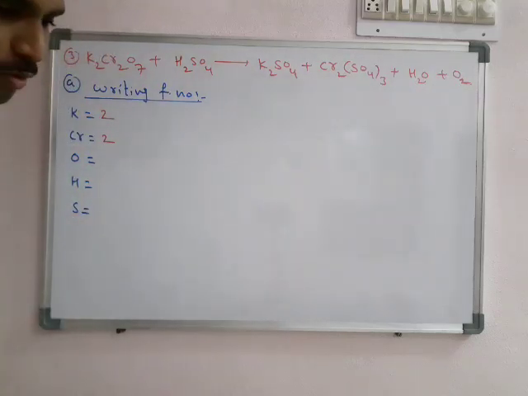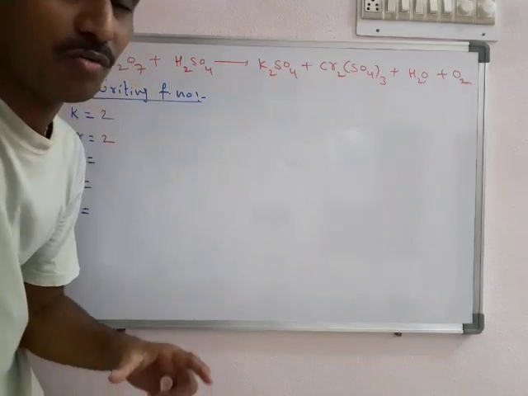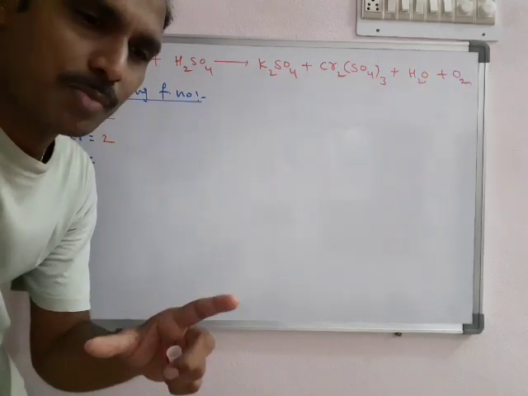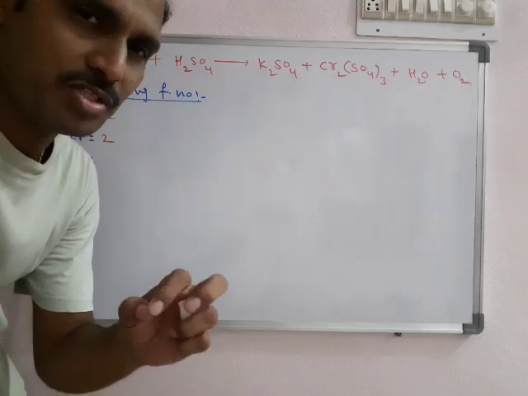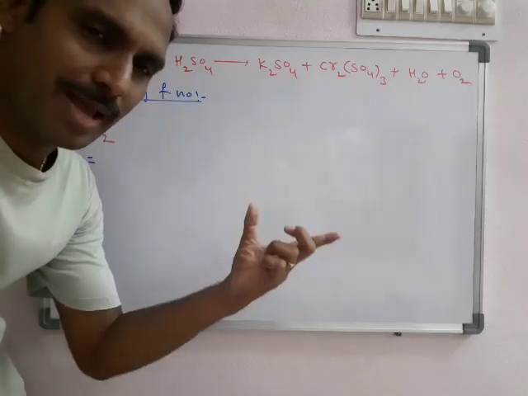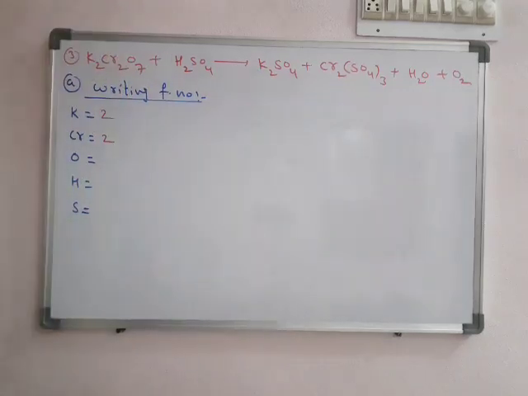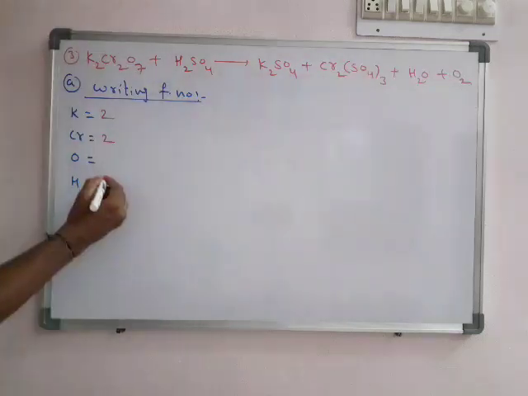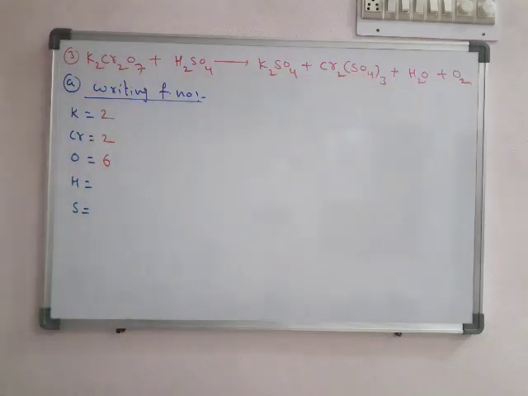Just remember, we are not counting the number of oxygen atoms, we are counting the number of compounds in which the element is appearing. Here oxygen appears in the maximum number of compounds. How many compounds? 1, 2, 3, 4, 5, 6. Oxygen appears in 6 compounds.